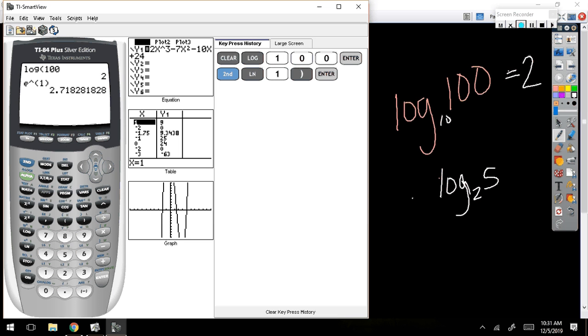Alright, so if I wanted to do natural log of something, I would hit natural log of whatever I wanted to do, and it would give me the natural log of that value. That's saying e to the 4.6 power would give you 100.